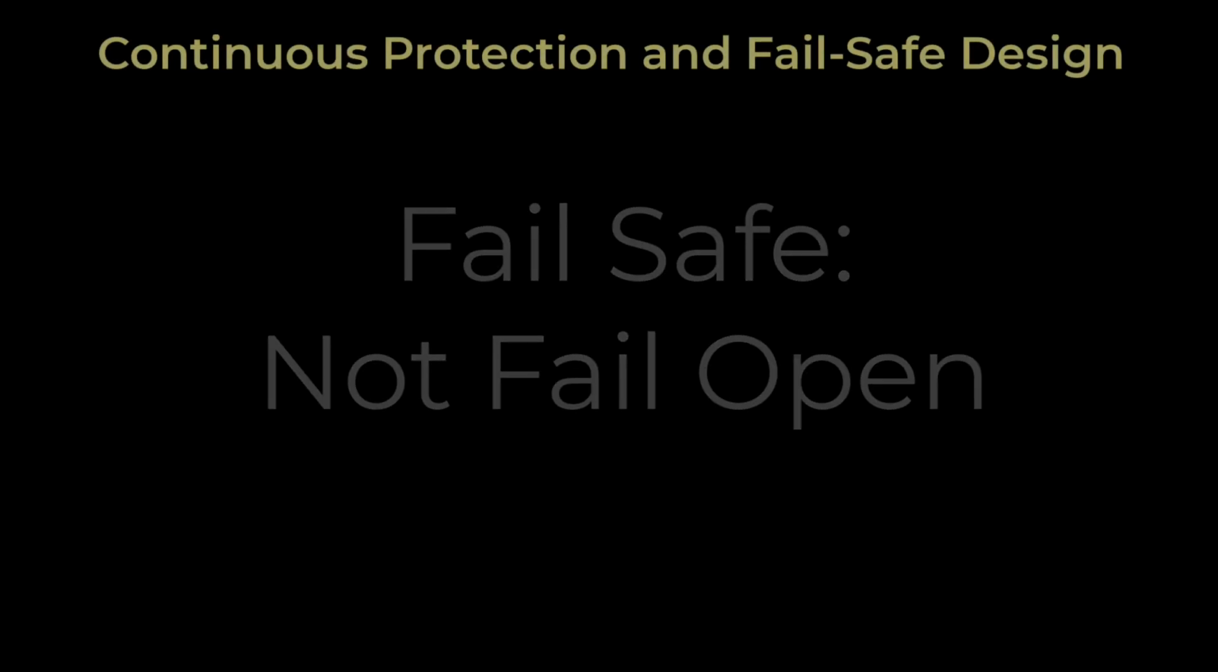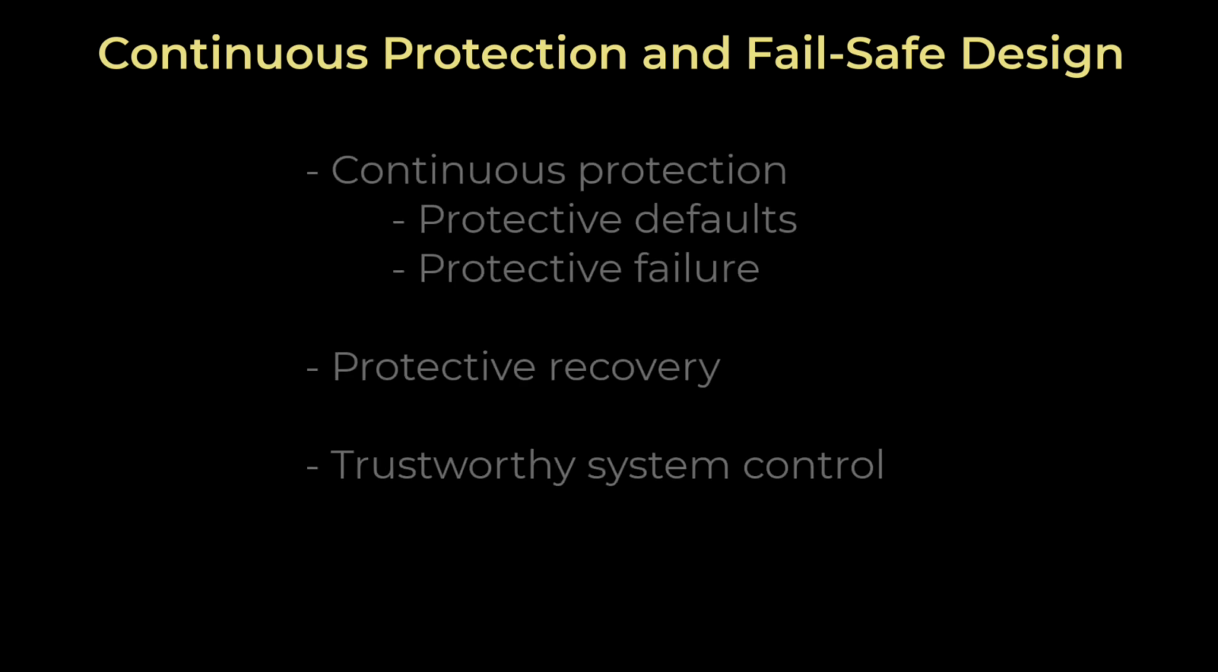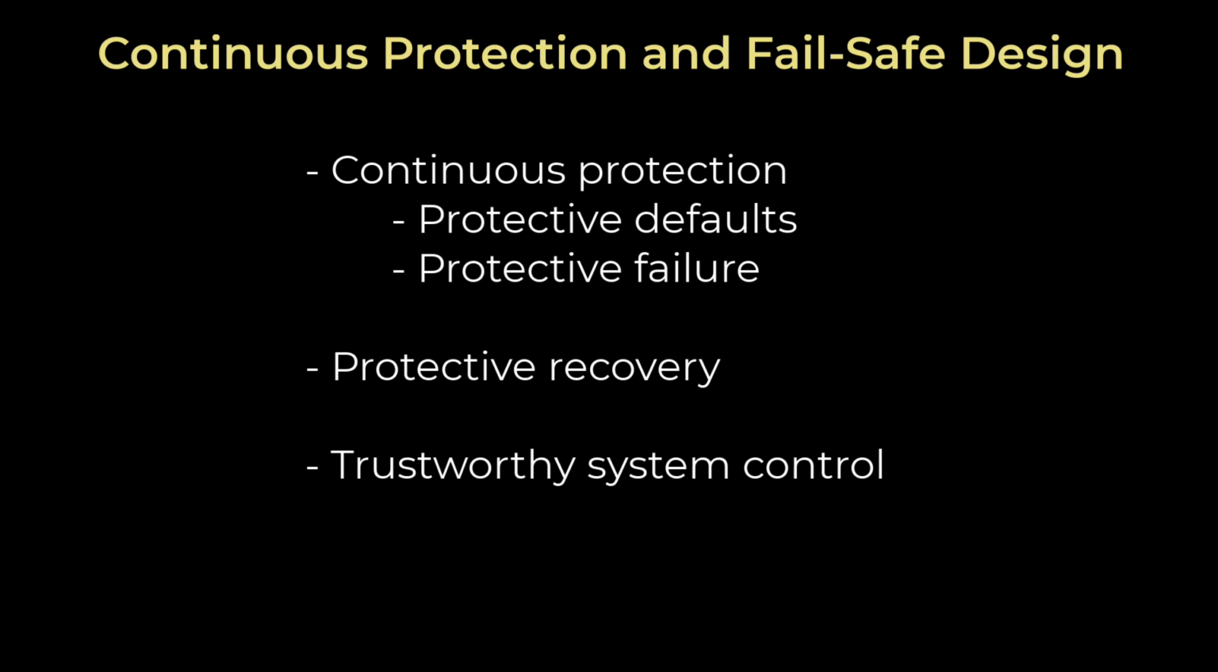Next, we'll discuss principles that ensure the system handles failures and adverse events in the most secure way possible. In other words, even when things go wrong, they fail safe rather than fail dangerously, and recovery restores security. It's not enough to have strong defenses. We also need the system to behave safely during and after failures or attacks. The next set of principles ensures that security protections are uninterrupted, by default on, and fail-safe in nature, including continuous protection with protective defaults and protective failure, protective recovery, and trustworthy system control.